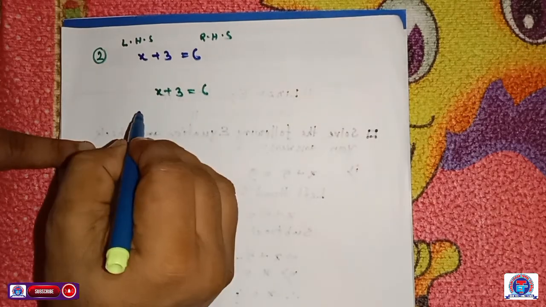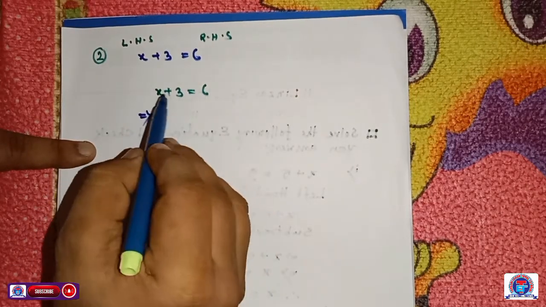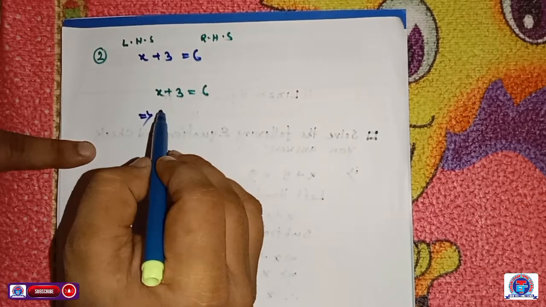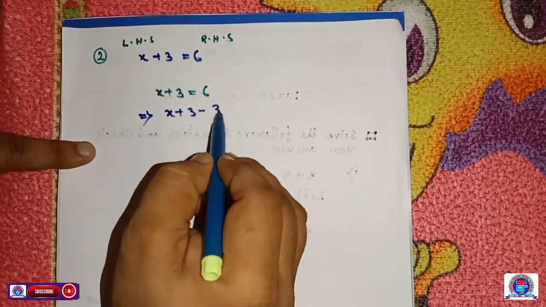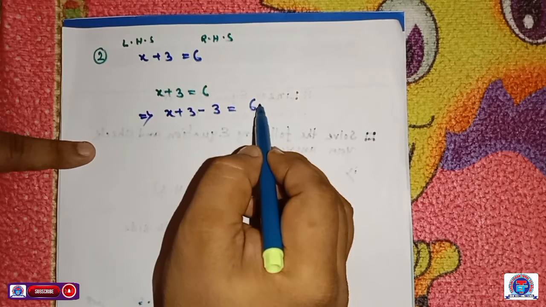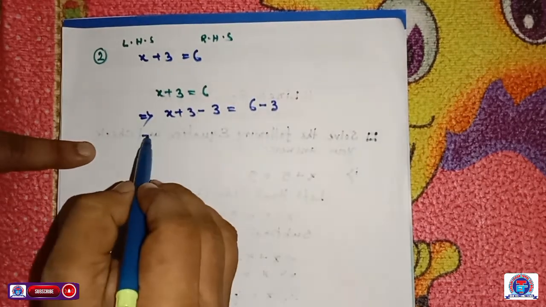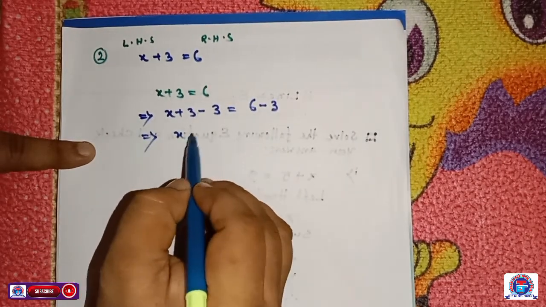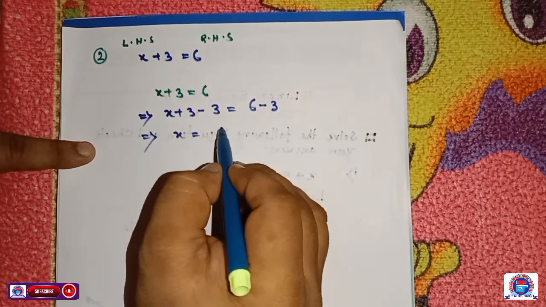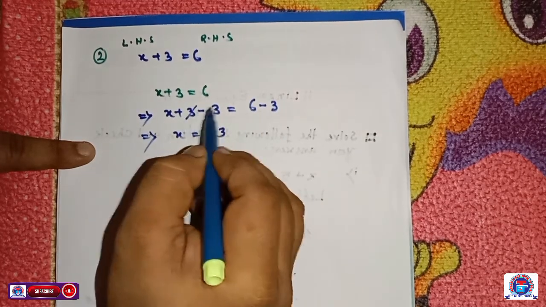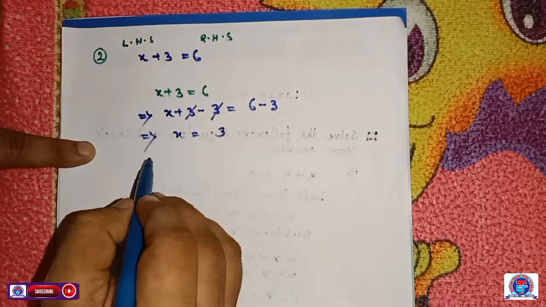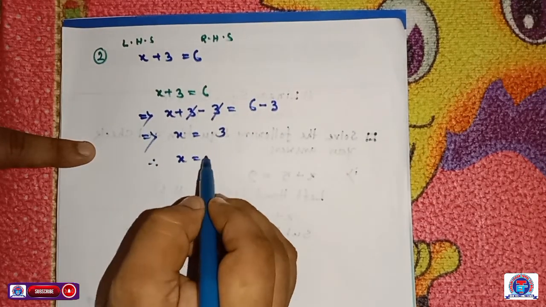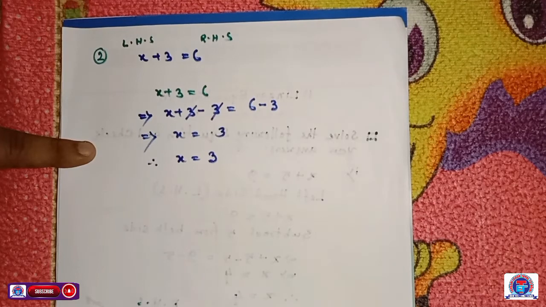So here we subtract 3 from both sides. So x plus 3 minus 3 is equal to 6 minus 3, correct. Implies that x is equal to 3, because x plus 3 minus 3 is cancelled. So therefore the value of x is equal to 3, correct.